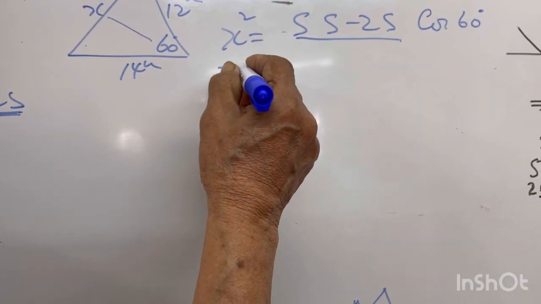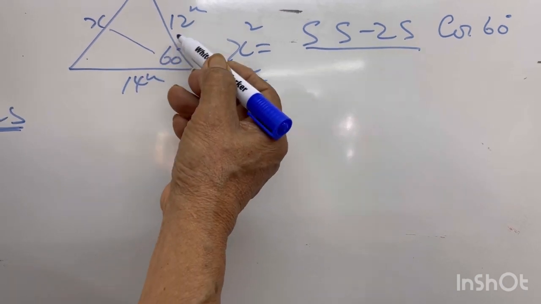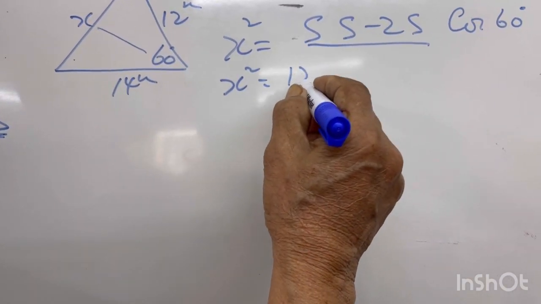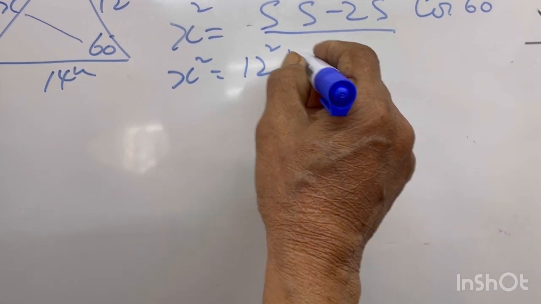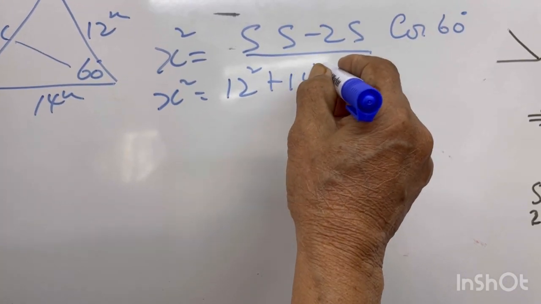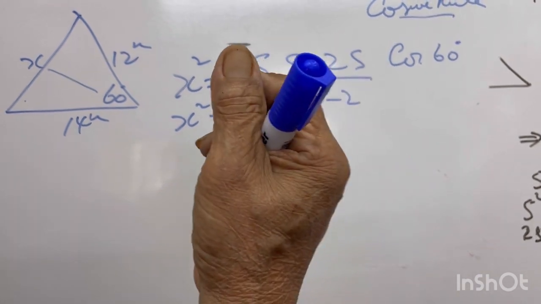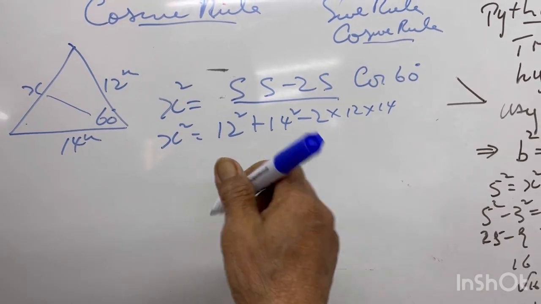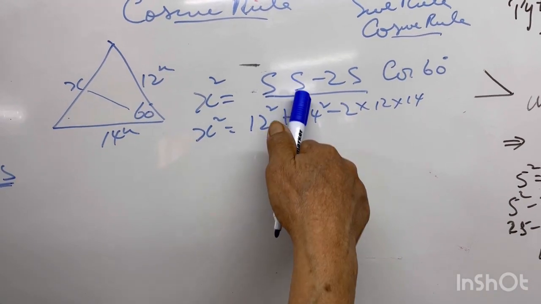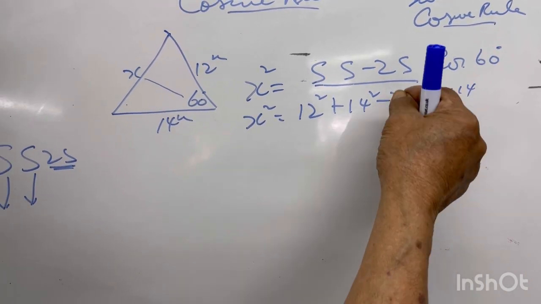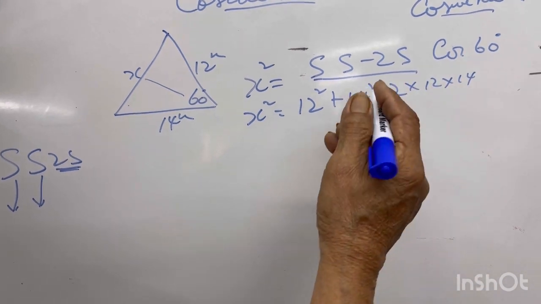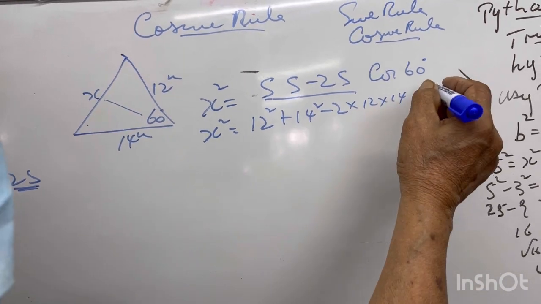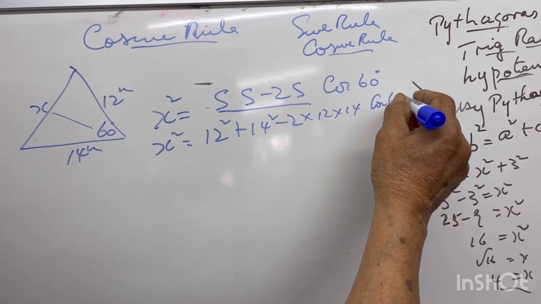So we see x squared is equal to: square the first side, square the second side, minus 2 squeeze when you bring them together. Square the first, square the second, and you squeeze twice. You squeeze once, 14 by 12, twice, and you put the cos of the angle.